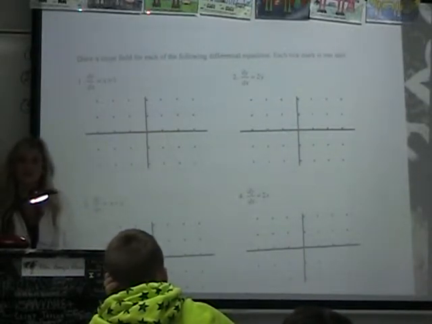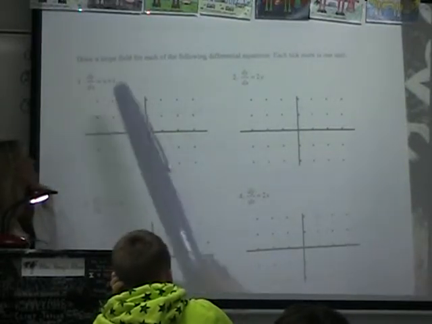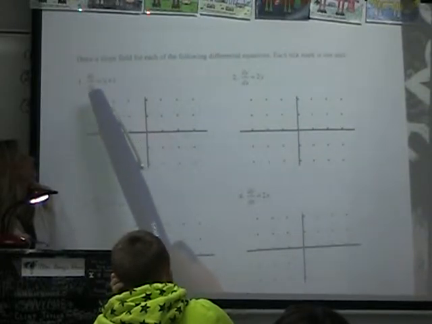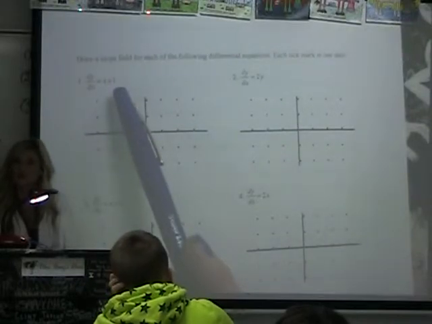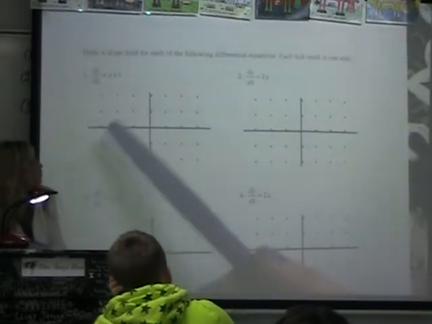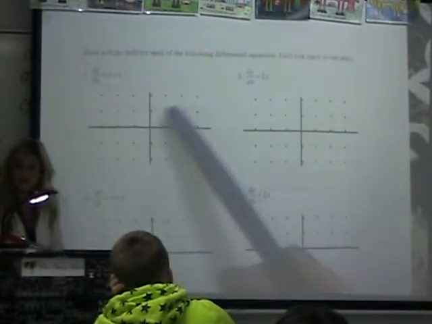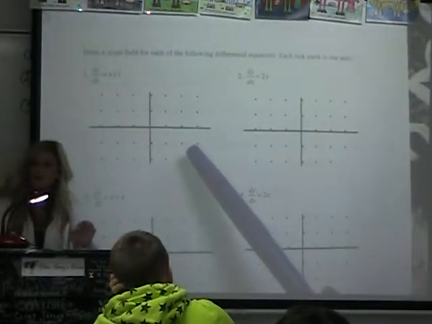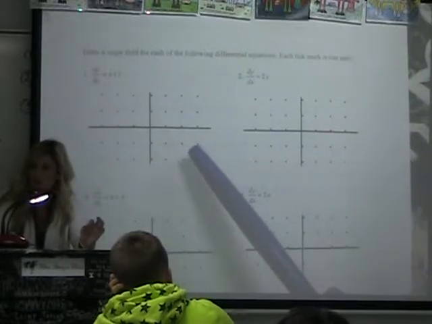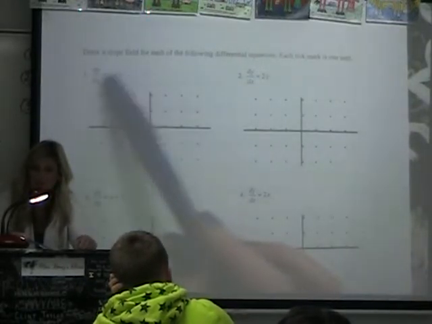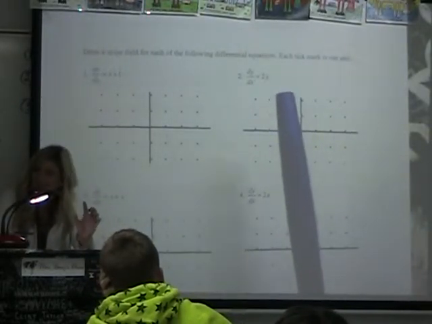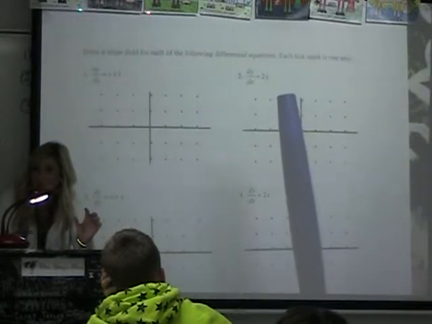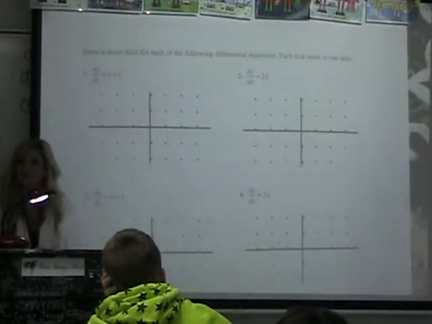So what we haven't talked about is how to create a slope field. And that's what we're doing today. So on number 1, I'm telling you that y prime, or dy by dx, is x plus 1. So what you're going to do is take each one of these points that you see plotted on this graph, and figure out what the slope is at that particular point, simply by substituting into the derivative. Once you know what the slope is, you're going to draw a little tiny line segment through that point that is representative of the slope at that point.